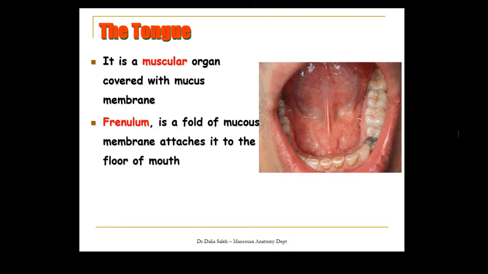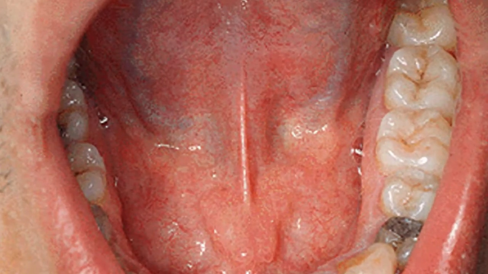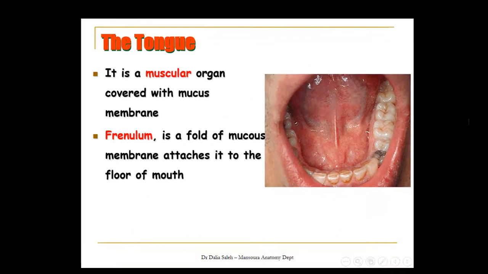There is something called the frenulum. It is a fold of mucous membrane that attaches the undersurface of the tongue to the floor of the mouth. In this picture, someone is raising his tongue up, so you can see the undersurface of the tongue, and the fold of mucous membrane holding it to the floor of the mouth.